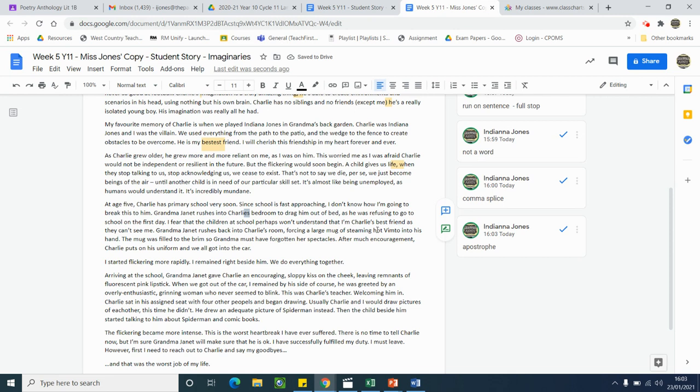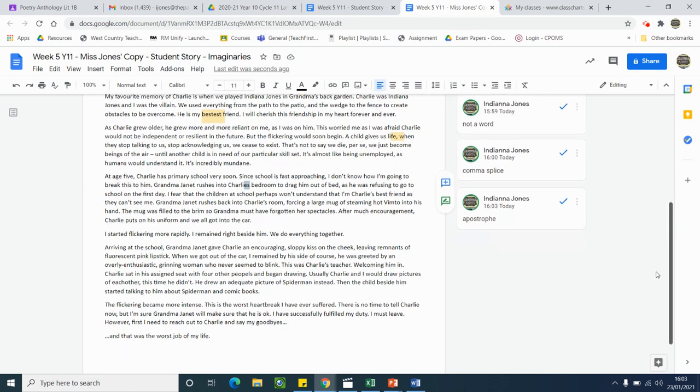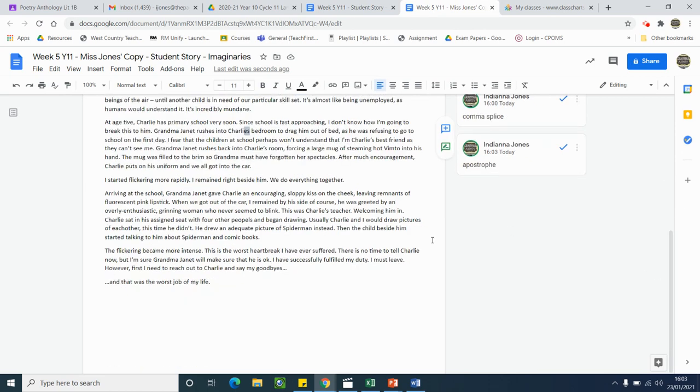"I fear children perhaps don't understand I'm Charlie's best friend." See the correct one there, "as they can't see me." "Rushes back in Charlie's room, forcing." Yeah, that's all correct. "I started flickering more rapidly. I remained right beside him. We do everything together." That's an excellent use of a single sentence paragraph, really ramping up that tension now. Do you know? I think now it's quite clear to the reader that we're building up to the point where the imaginary friend is going to leave Charlie to become a bit more independent. And so the child is doing a really good job of foreshadowing, because I've been able to make that prediction as a reader.